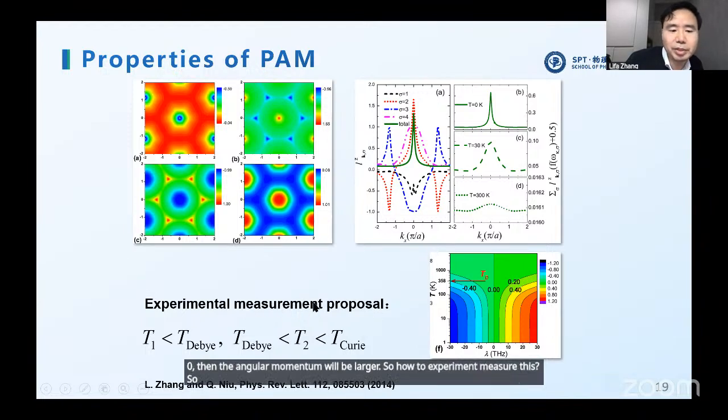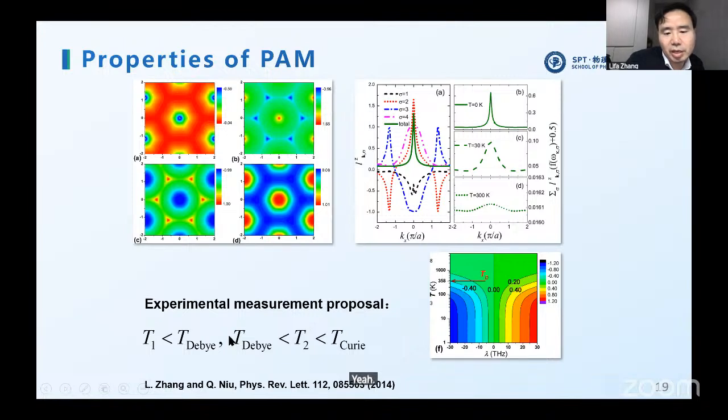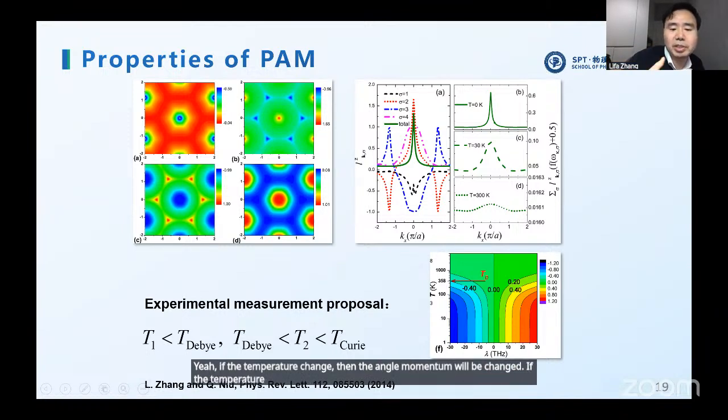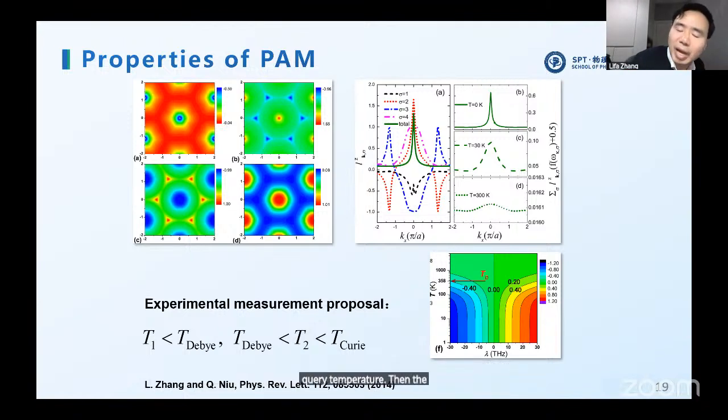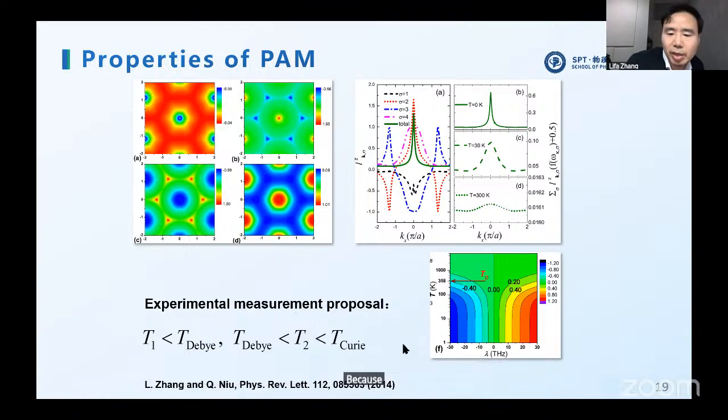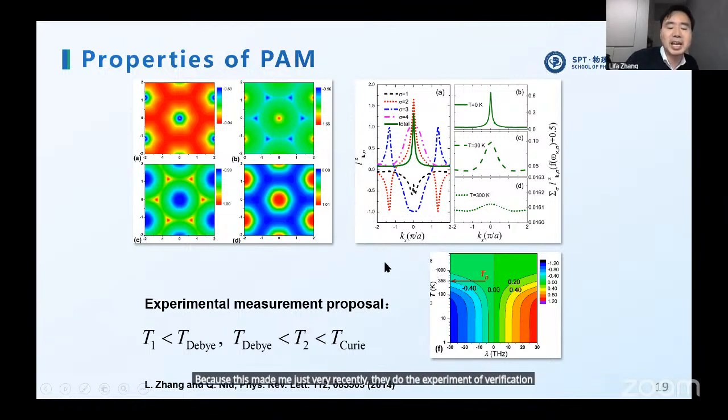So we have a proposal. If the temperature changes, then the angular momentum will change. If the temperature is lower than the Curie temperature, then the angular momentum from the magnon will not change, but the angular momentum of the phonon will change. So we can find that this change comes from the phonon. Just very recently they did an experimental verification in some nanosystems.